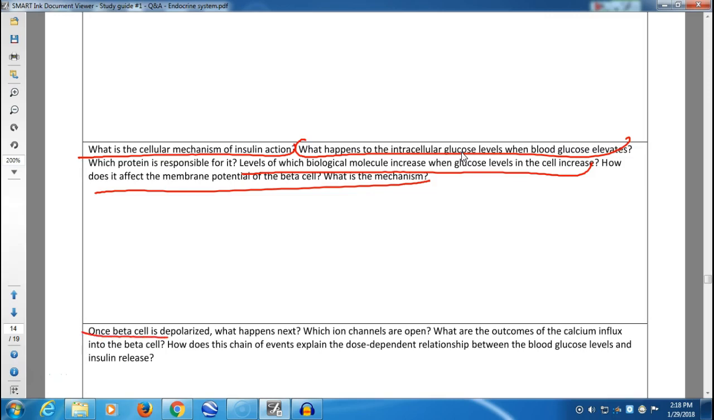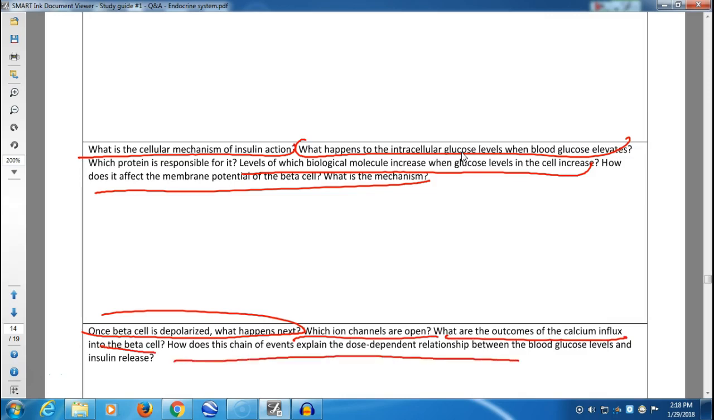So once the beta cell is depolarized, calcium channels are open, calcium goes into the cell, and insulin is released from the cell. And obviously the more glucose you have in the blood, the more glucose gets in the cell, the more ATP is produced, the faster potassium channels will close, the faster the cell will get depolarized, the more calcium will get in, the more insulin will be released. That makes sense? So that's your dose-dependent relationship between insulin and glucose, because the more glucose you get, the more insulin you're going to produce.